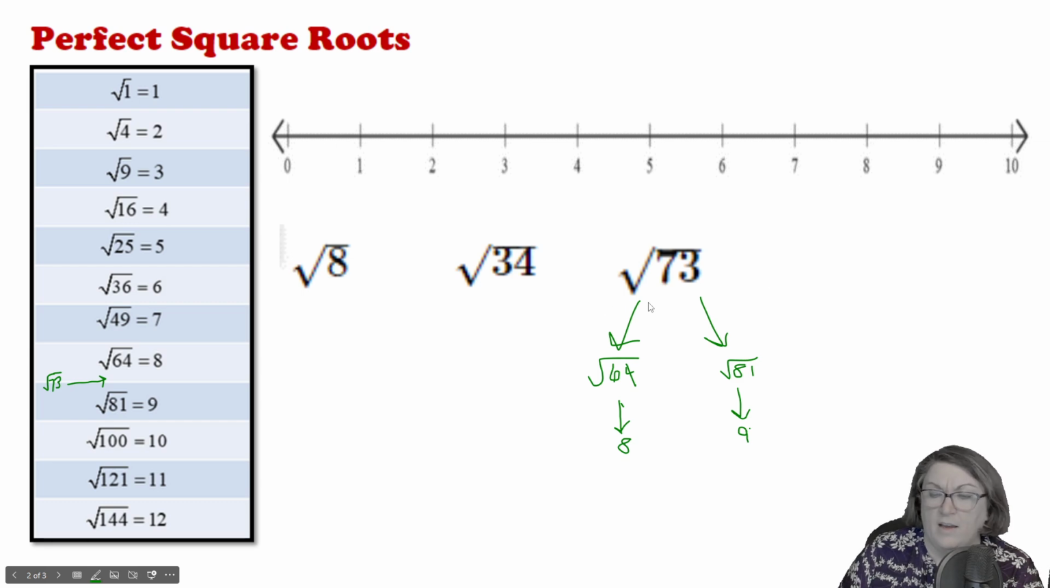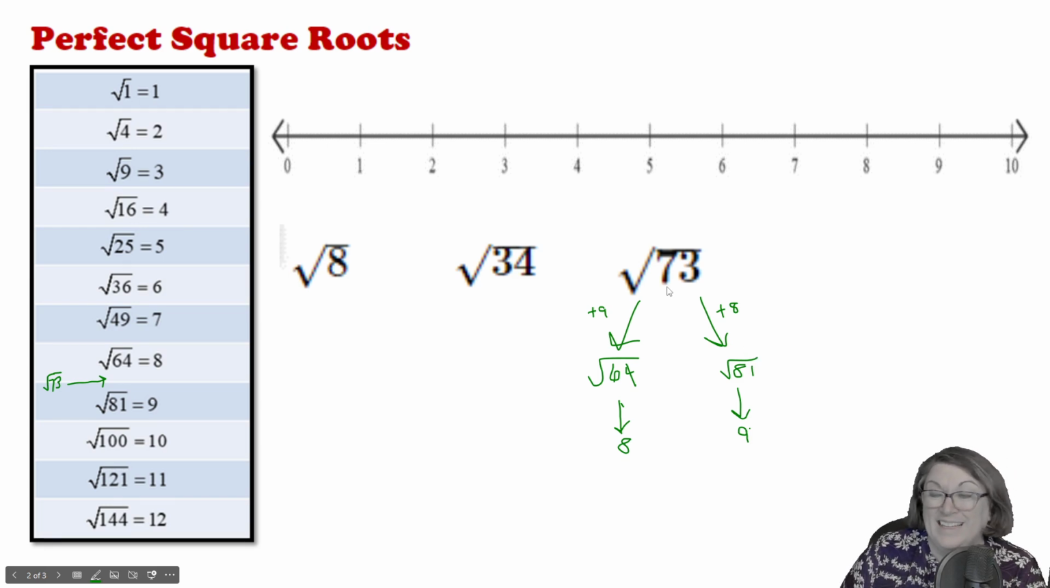And now we have to think about, how close is 64 to 73? Well, it's going to be 9. Like if I add 9 to 64, I'm going to get 73. And then how close is 73 to 81? And that would be 8. I would have to add 8 to 73 to get 81. So if you notice, 73 is almost halfway between these two, because it's almost the same distance. The 64 is only 9 away and the 81 is only 8 away.